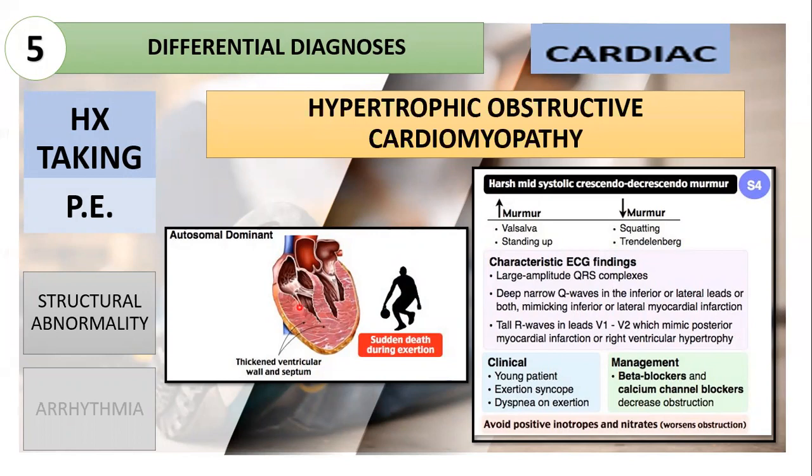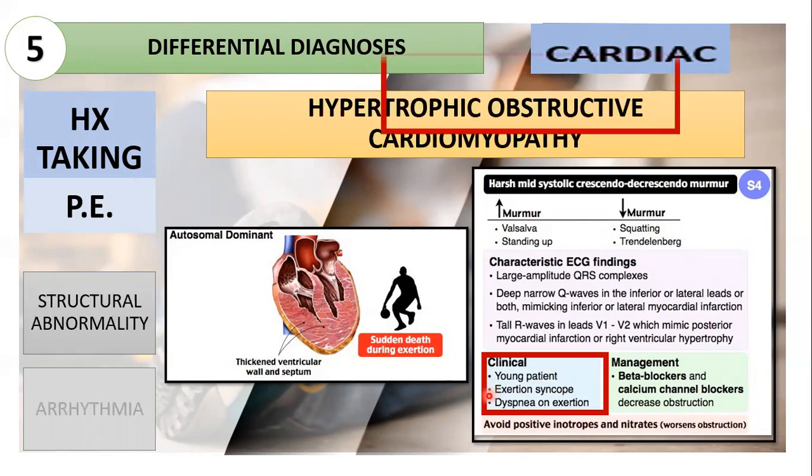Familial history of sudden death and syncope should be extracted from history, as HCM has an autosomal dominant transmission. Also, take note of the clinical presentation of HCM. It usually occurs in young patients who are competitive athletes. And the precipitating factor of syncope is exertion.